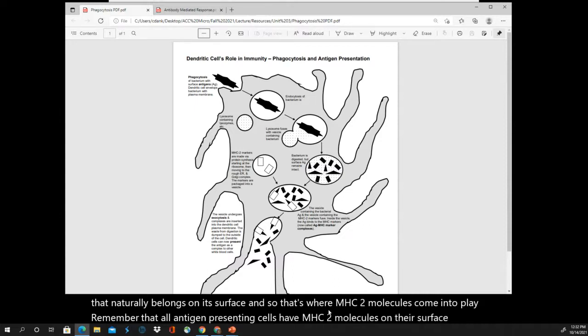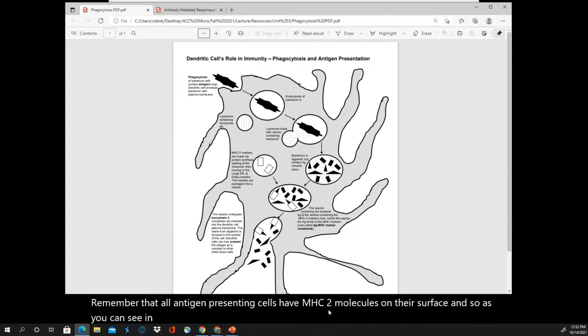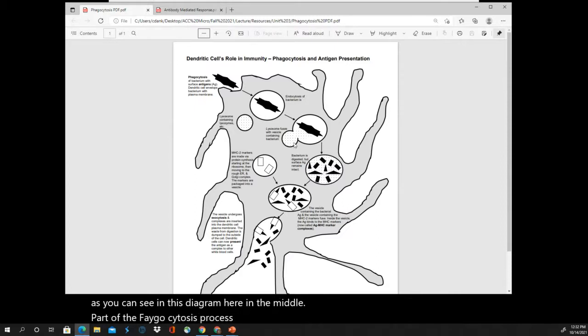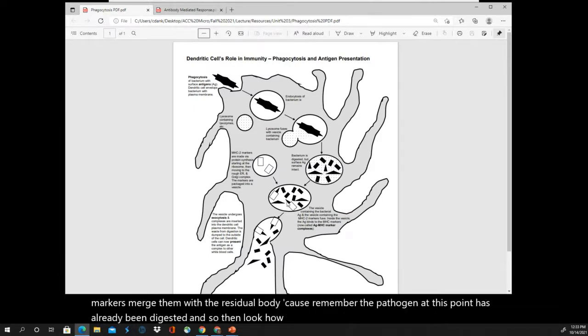And so, as you can see in this diagram, here in the middle, part of the phagocytosis process when presenting antigen is to make additional MHC2 markers and merge them with the residual body, because remember, the pathogen at this point has already been digested. And so then look how the MHC2 and antigen combine together, right?